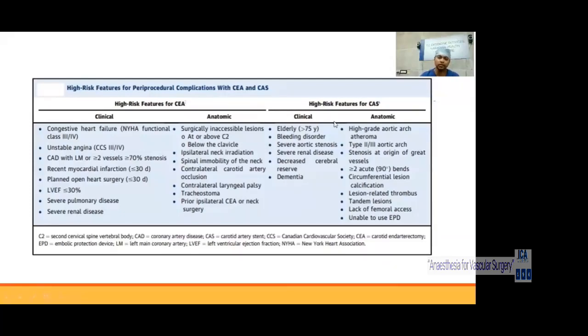Carotid artery stenting is usually avoided in patients who are elderly, more than 75 years old, or have very calcified stenosis, a floating thrombus, or high grade aortic arch atheroma. In such cases, carotid endarterectomy is preferred.